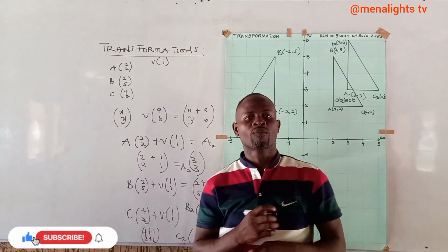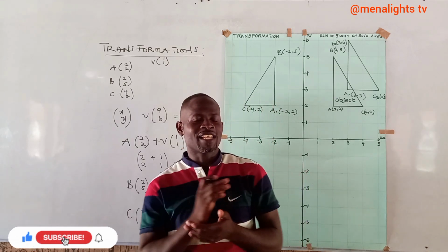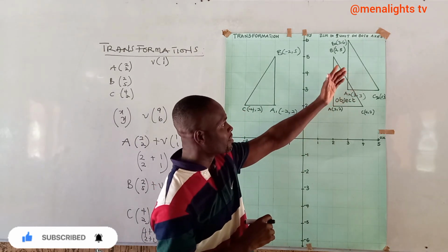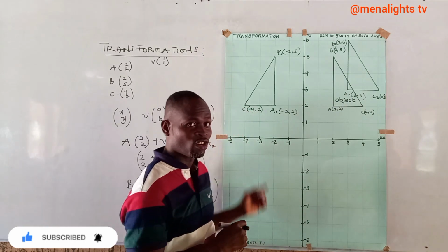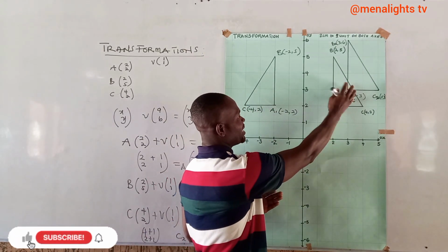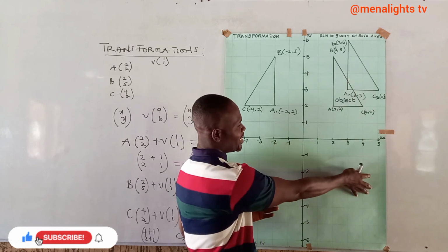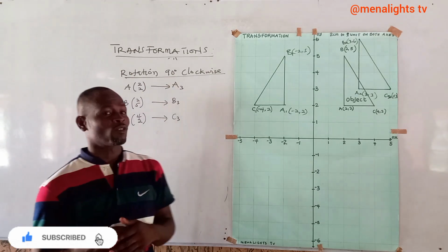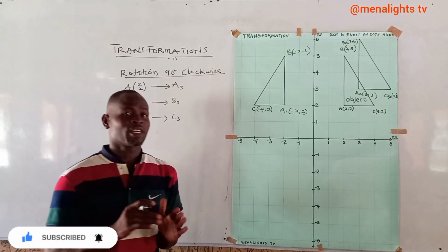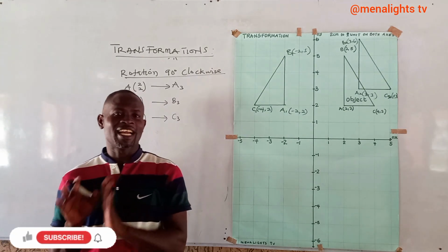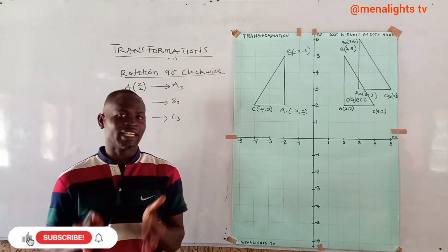Now we are going to do a rotation of 90 degrees clockwise. When the object is here, you rotate it 90 degrees clockwise. This is the clockwise direction, the direction of the clock. The clock goes this way. So we are going to rotate this object 90 degrees clockwise. In our previous lesson, we said that when you are rotating clockwise, the coordinates of the x and y axis are all negative.